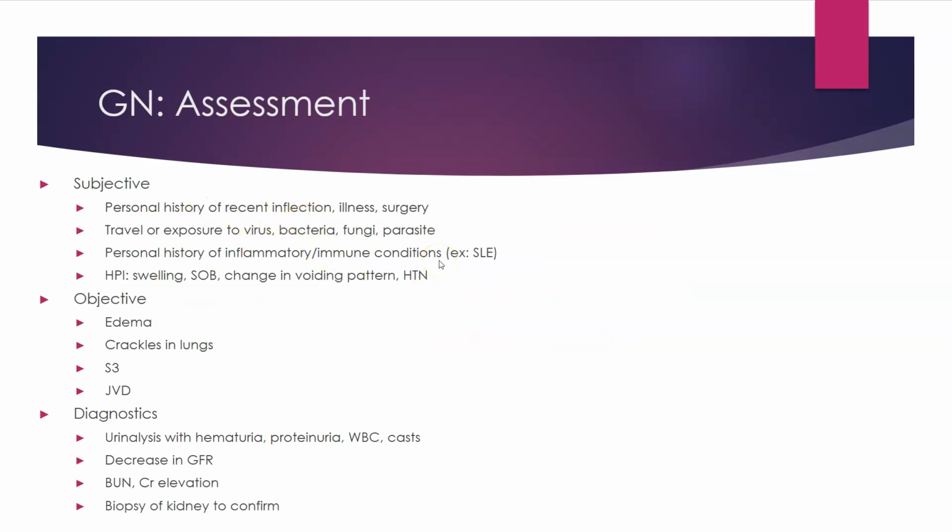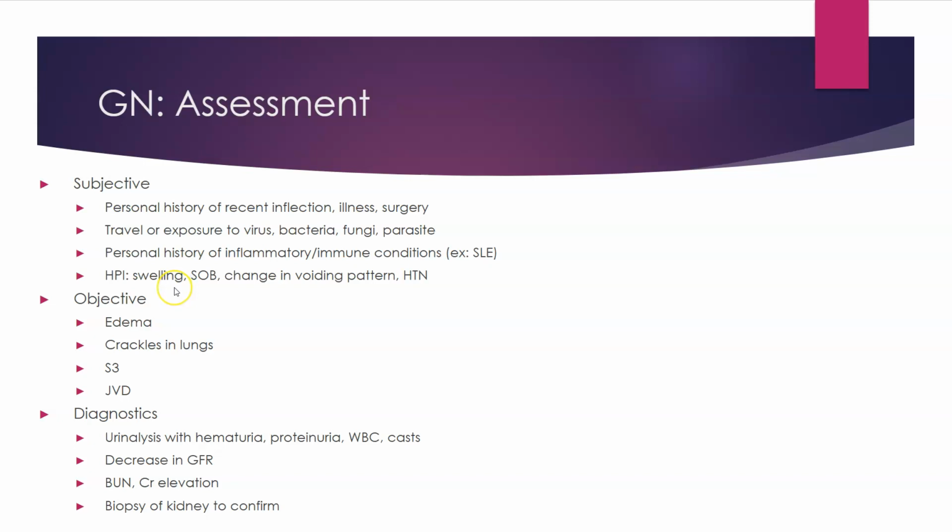You get those immunogenic bodies that seed in the kidneys, and your body attacks those kidneys because it thinks it's got an infection within it. So other things that could happen with this, so you want to see if they've had a history of infection, illness, surgery, travel for weird viruses, bacteria, fungi, or parasites, any autoimmune diseases such as lupus.